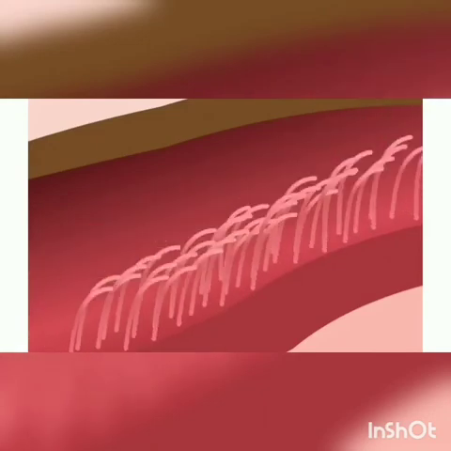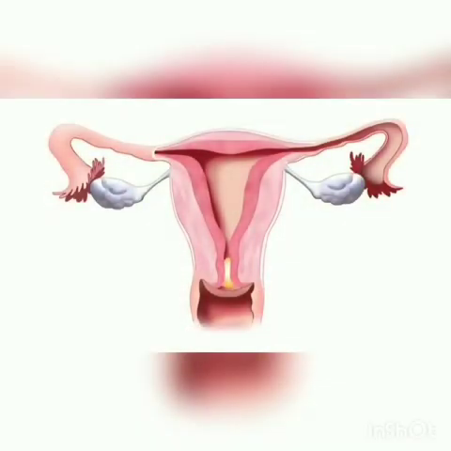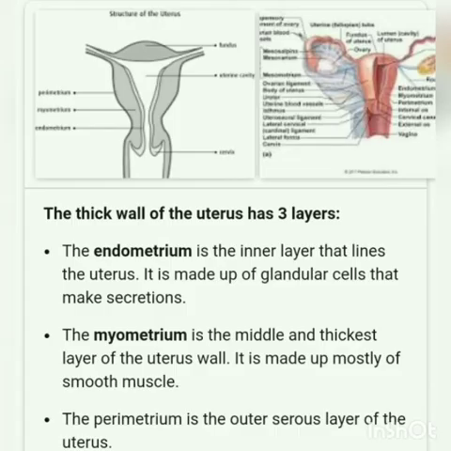The uterus is a hollow, thick-walled, muscular, highly vascular, inverted, pear-shaped structure lying in the pelvic cavity between the urinary bladder and the rectum. The uterus opens into the vagina through a narrow cervix. The wall of the uterus has three layers of tissues. The outermost layer is the perimetrium, the middle muscular layer is called myometrium, and the inner glandular layer is called endometrium.